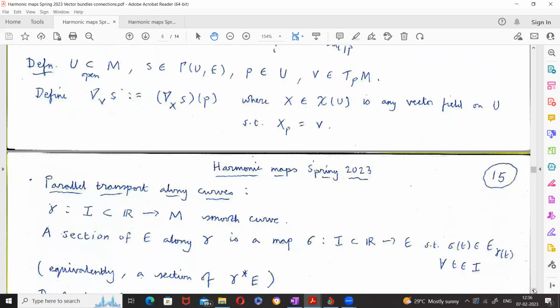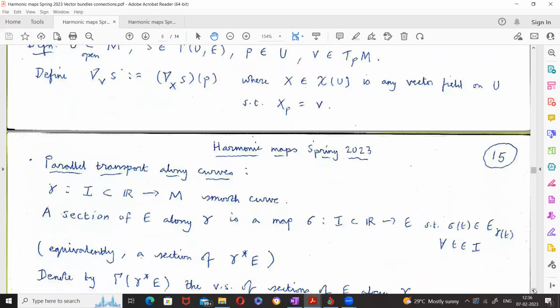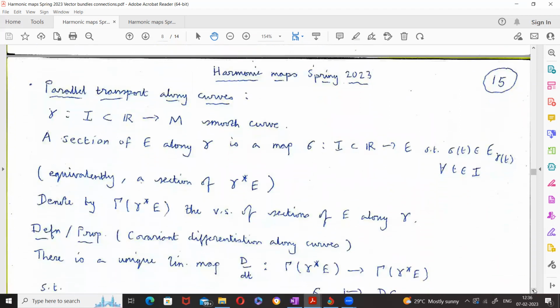All right. Okay. So this is going to be useful because now we are going to use the connection to do what we wanted to initially, which is identify nearby fibers of the vector bundle. So this is going to be possible using something called parallel transport with respect to the connection along curves in the manifold M. Okay. So how do we define parallel transport along curves? Okay. So suppose gamma is a smooth curve in M.